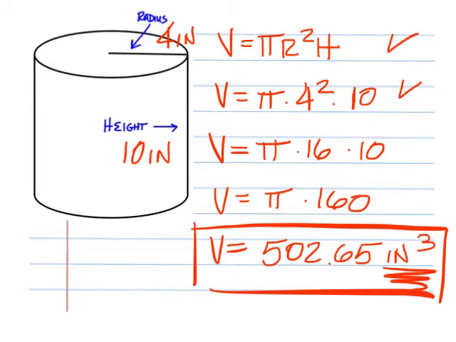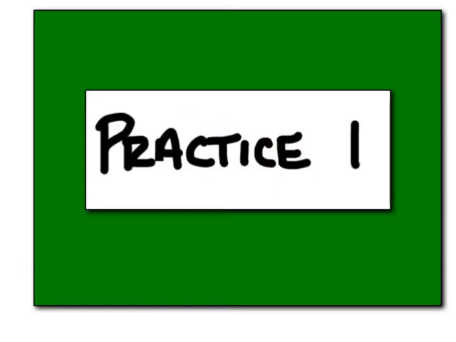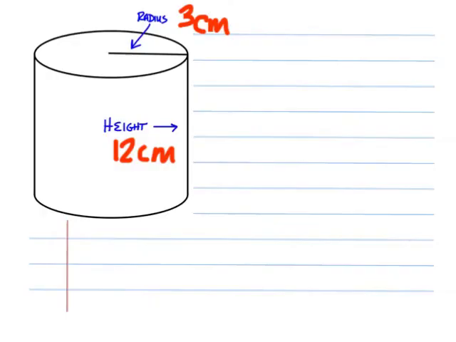Take note of the work and the steps involved. Make sure you write them underneath of each other. Don't scatter them across the paper all over the place. Practice number 1. The cylinder has a radius of 3 centimeters and a height of 12 centimeters. Find the volume.